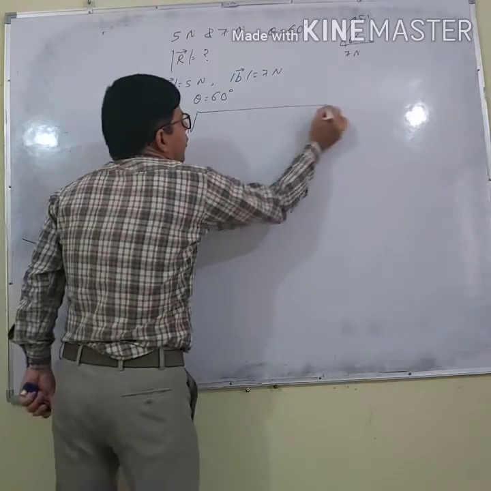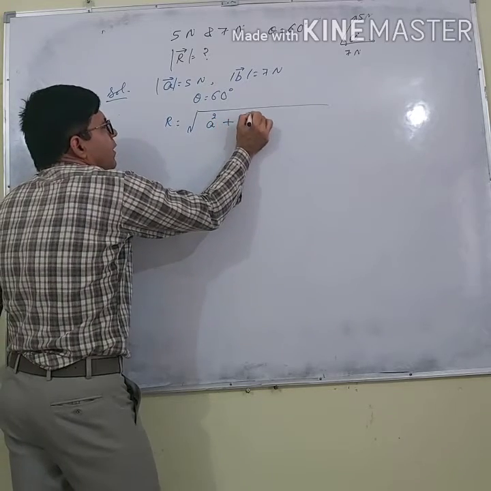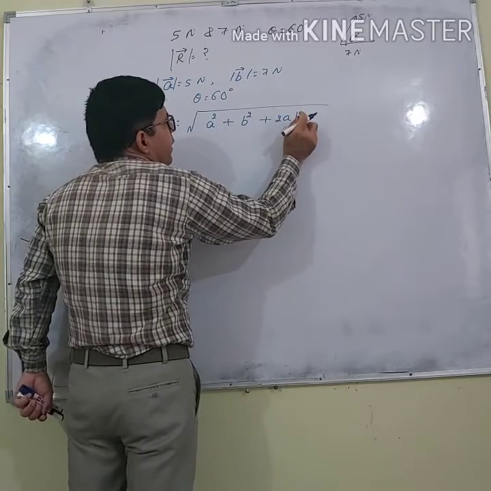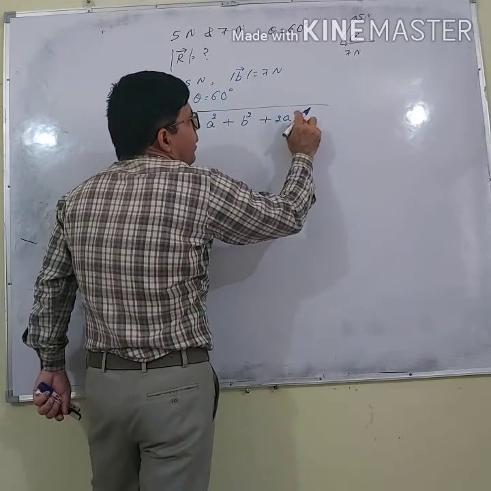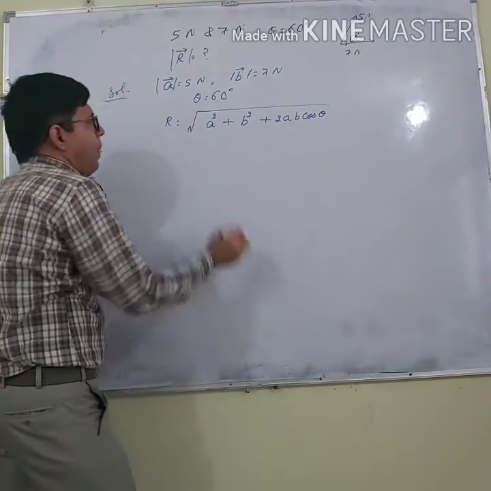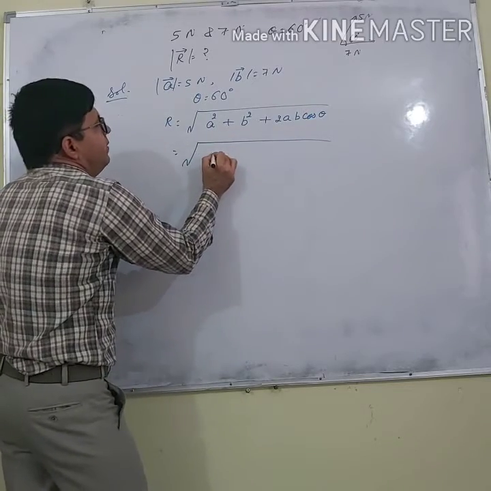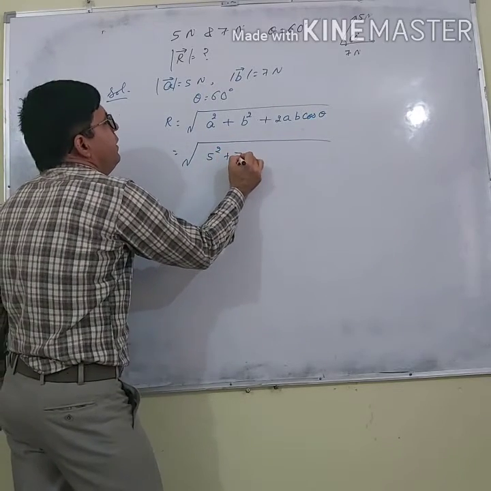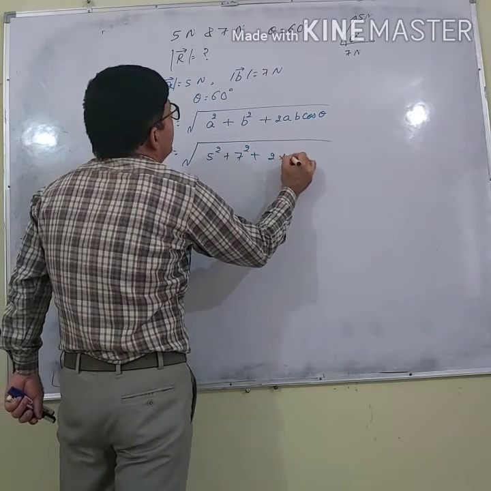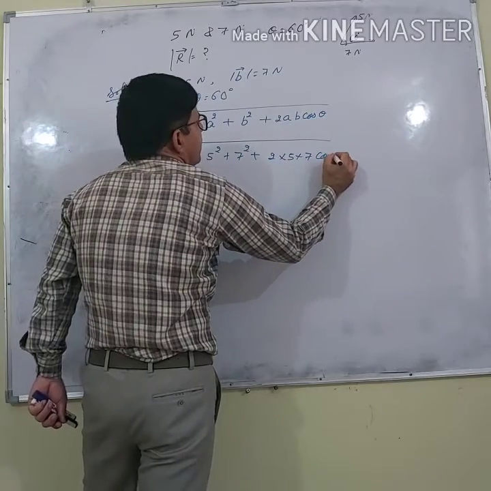It equals the magnitude of vector A squared plus magnitude of vector B squared plus twice the magnitude of A multiplied by the magnitude of B and the cosine of the angle between them. And what is the angle here? A is 5, so 5 squared, and B is 7, so 7 squared. What is 2AB? 2 into 5 into 7 cos 60.